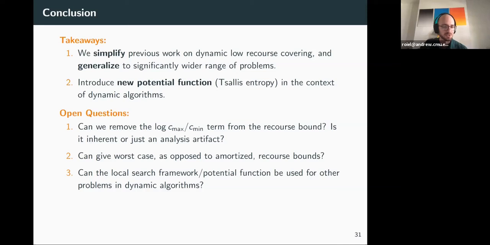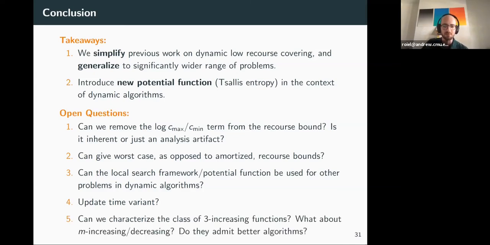Can you use this local search framework or the potential function for other problems in dynamic algorithms? What about an update time variant of this problem? You know, what if I care about computation time as opposed to the recourse? I also don't know. Okay, and finally, can you characterize this class of 3 increasing functions? This would have made more sense maybe if I told you what that is, but yeah, that's another question.